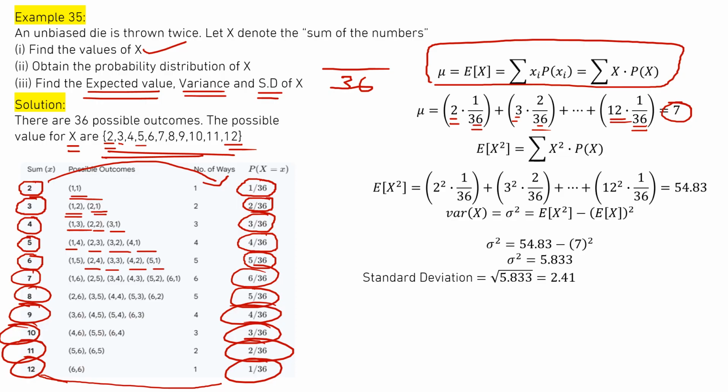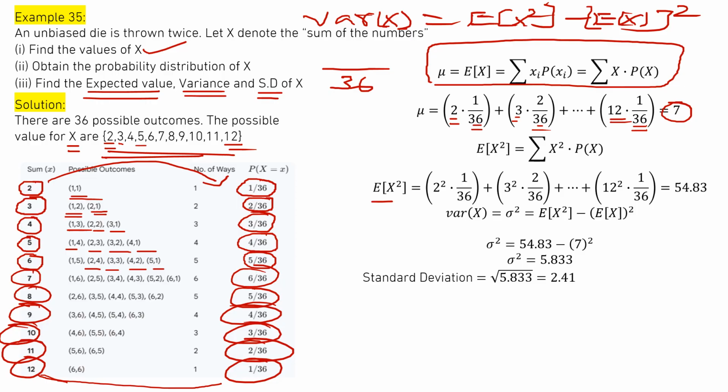Then variance. What is variance? Variance of x equal to E of x squared minus E of x the whole squared. So before finding variance, we need to calculate E of x squared. How to find E of x squared? Just square all the x values. That means 2 power 2, 3 power 2, 4 power 2, 5 power 2, 6 power 2, 7 power 2, 8 power 2, up to 12 power 2. And then you multiply by the corresponding probability. So 2 squared multiplied by 1 by 36, 3 power 2 times 2 by 36, up to 12 power 2 times 1 by 36 will give you 54.83.